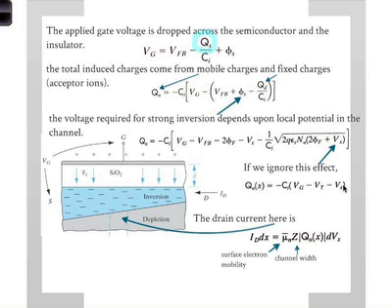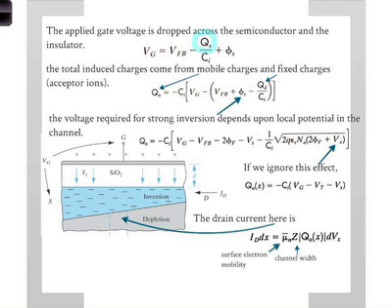Remember, we're trying to relate Id, the drain current, as a function of Vg and Vd. This is the goal. This is what we're trying to do. These are the two inputs. This is typically a bias. This is typically your small signal. This is your output.